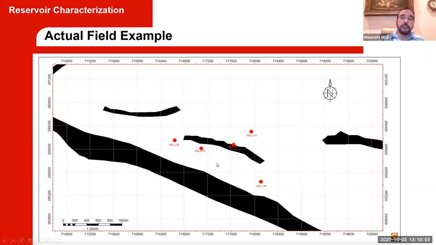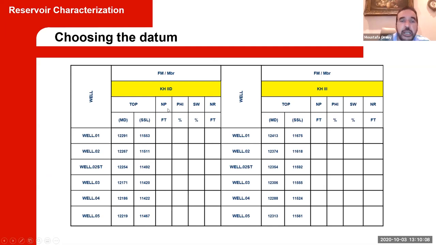First of all, I need to choose a datum, and let's assume that I looked at the tops and the bottoms of my reservoir. My reservoir is Kharita 2D, whatever. This is a reservoir in Egypt. Now, I look at the tops of all the reservoirs and the bottom of all the reservoirs, okay? And here are measured depths. Why? Because all these wells are vertical, so don't worry about the TVD. All the wells are vertical. I don't have to worry about that anymore, okay?